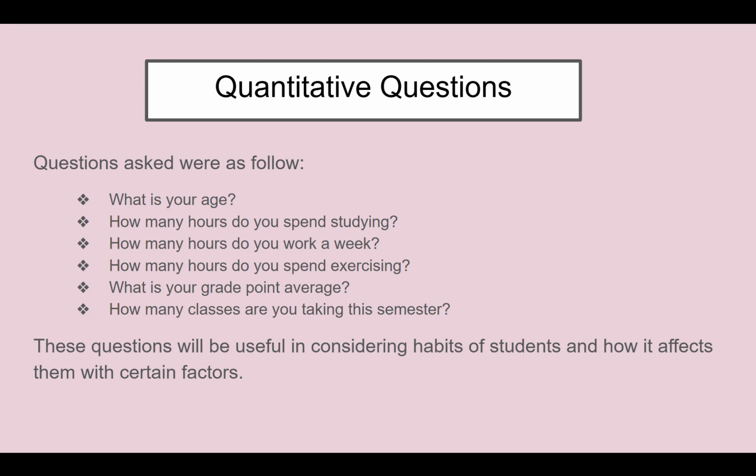So, the quantitative questions asked were, what is your age? How many hours do you spend studying? How many hours do you work a week? How many hours do you spend exercising? What is your grade point average? And how many classes are you taking this semester? So these questions will be useful in considering habits of students and how it affects them with certain factors.